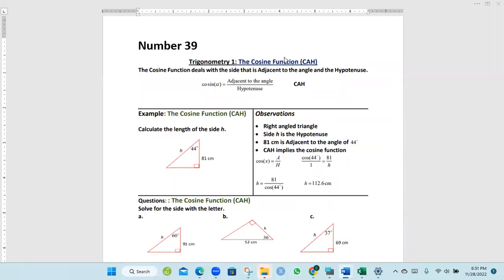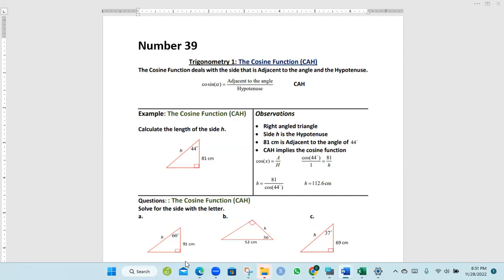Trigonometry 1, the cosine function, aka CAH. The cosine function deals with the side that is adjacent to the angle and the hypotenuse. So the function goes as cosine of alpha, for example, is equal to the side adjacent to the angle alpha, divided by the hypotenuse. So the A and the H, the CAH, that's why it's called CAH.